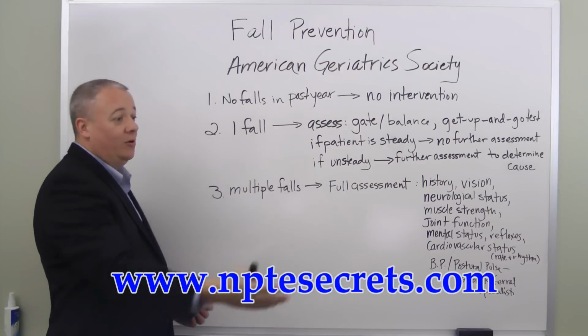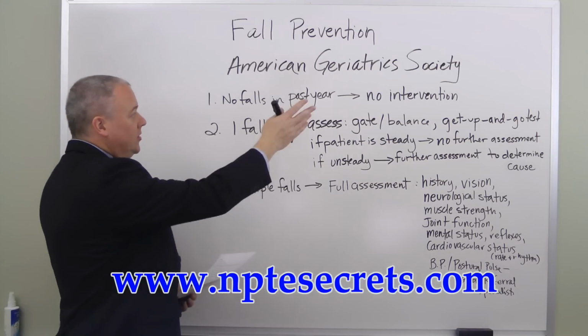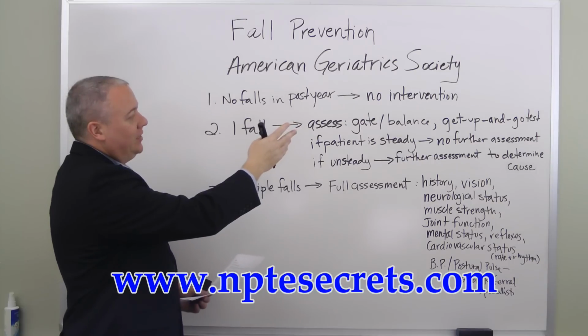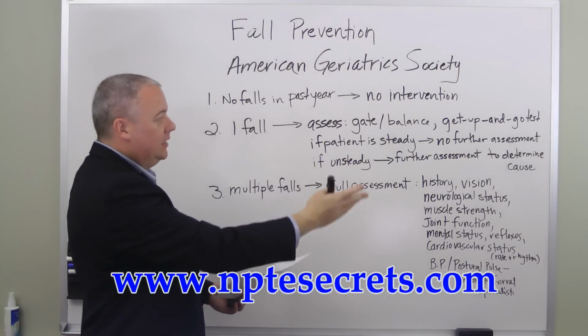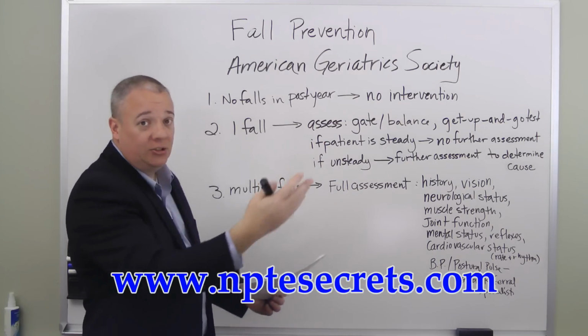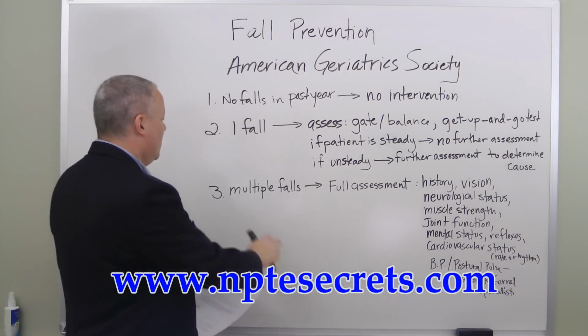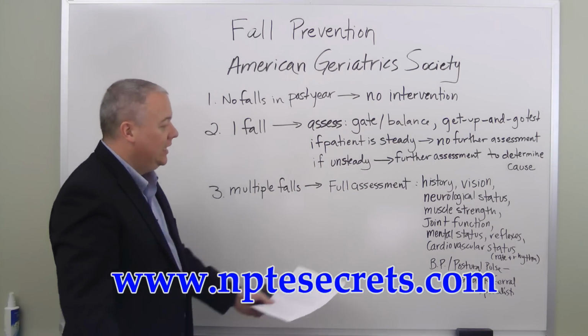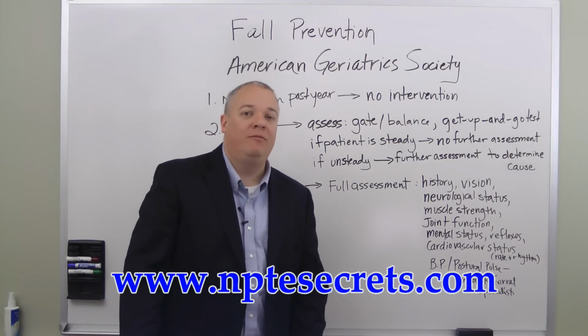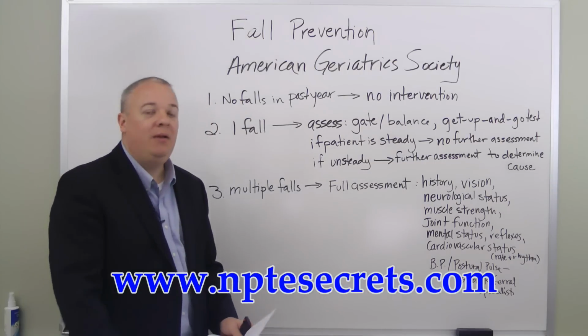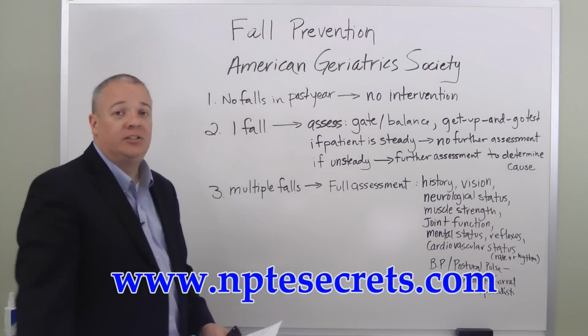You ask the person, have you had any falls in the past year? No falls, no intervention. One fall, basic assessment of the get up and go, gait and balance test. If they're steady, nothing else further. If unsteady, try to determine what's going on. And then of course, if they've listed multiple falls, you must go into a full assessment, get all this information, and perhaps even refer them to a specialist. Anyway, those are the guidelines from the American Geriatric Society.